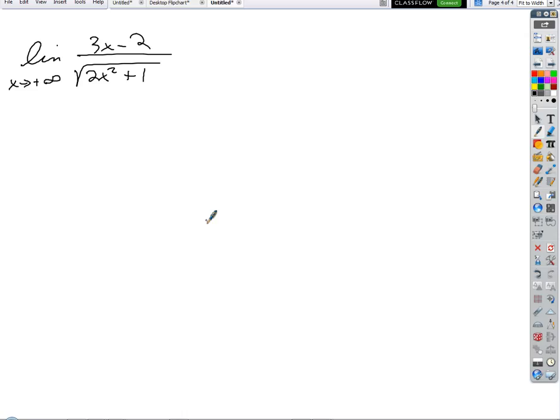Now, if you look at that bottom function, there are two terms inside the square root, right? As x approaches infinity, which of those two terms is clearly going to dominate? The 2x squared, right? The 1 is just going to drop out completely as x approaches infinity, right? And this is going to be equal to the limit of 3x, because that's the dominant term on top, right? Divided by the square root of 2x squared. Agreed? Which makes it 3/2.